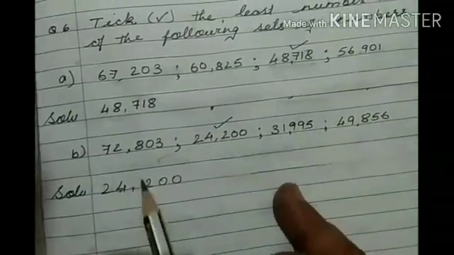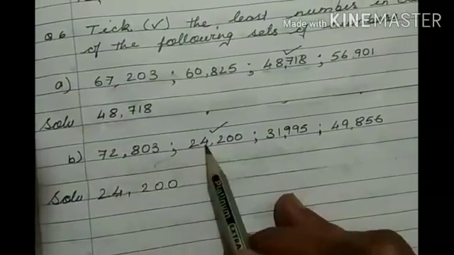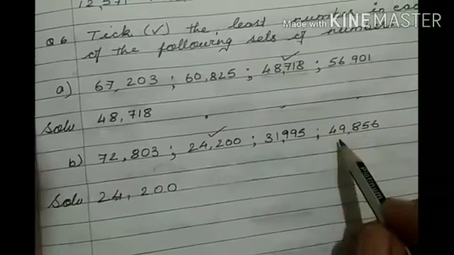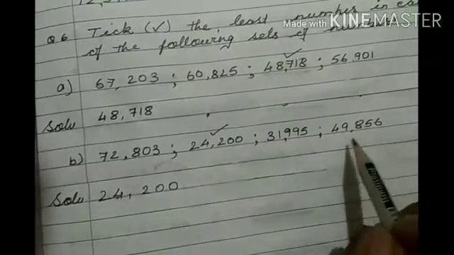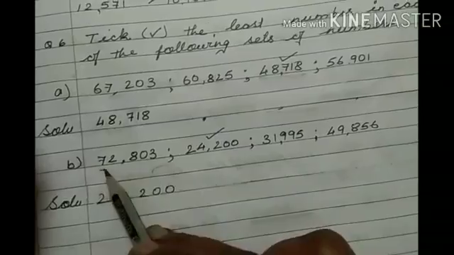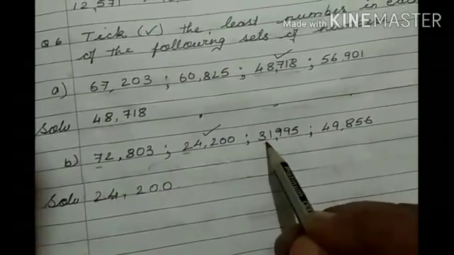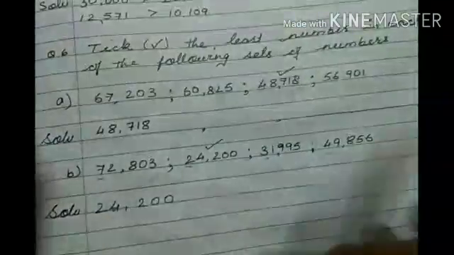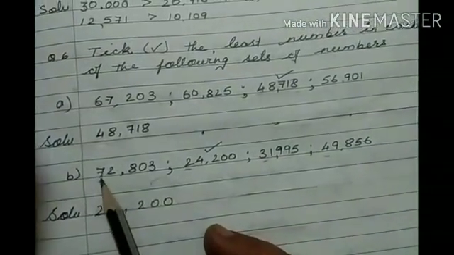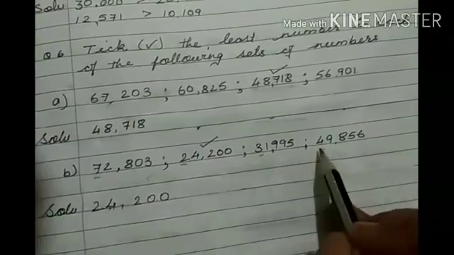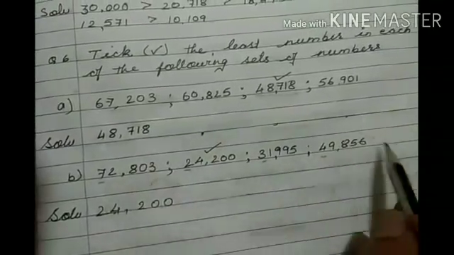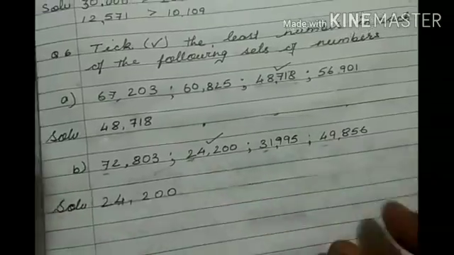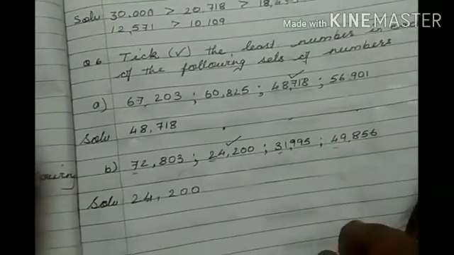See here, 72,803, 24,200, 31,995, 49,856. Okay, so we have to see the first digit of the numbers because all numbers have the same number of digits. So 7 is here and here it is 2, 3, 4. When we compare these four numbers, we found that 2 is the smallest. So 24,200 is the smallest number from this group.